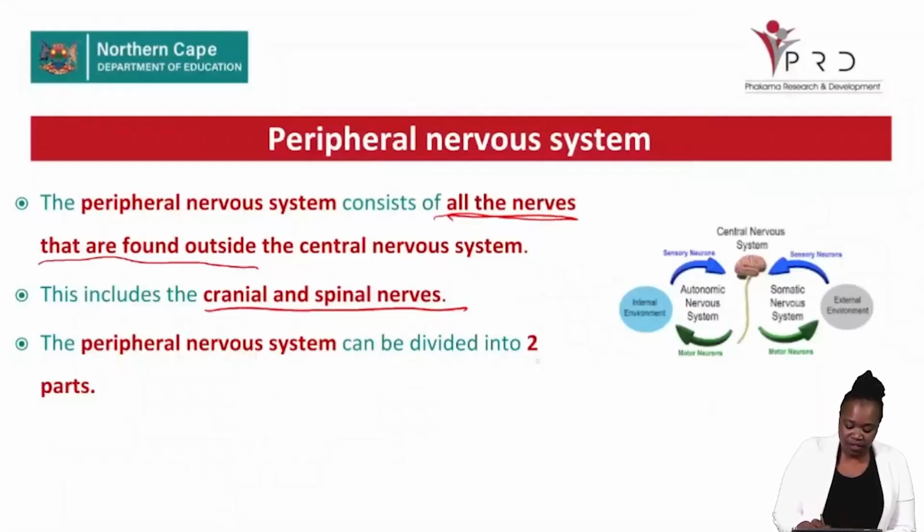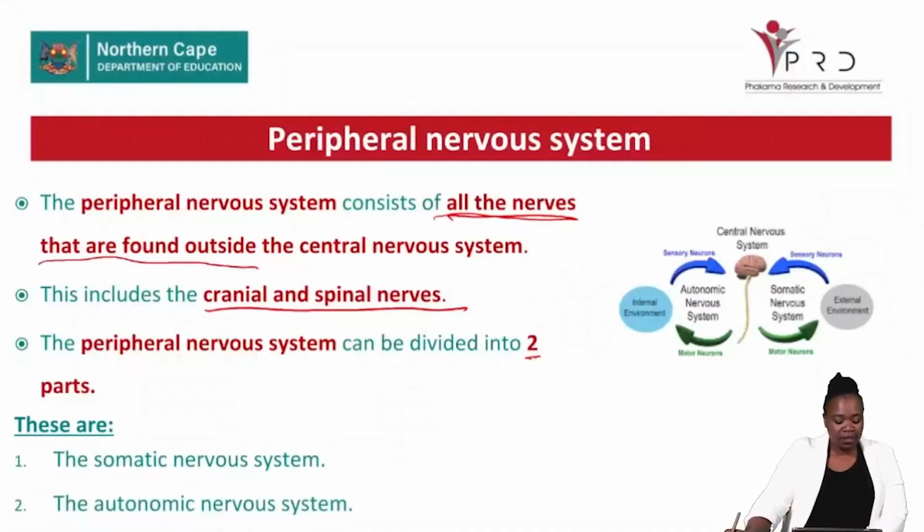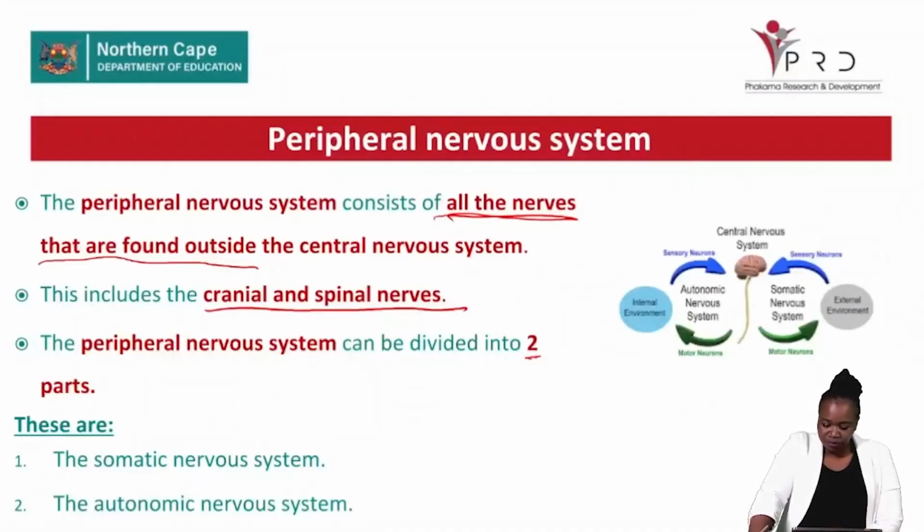So the peripheral nervous system is divided into 2 parts. These 2 parts are the somatic nervous system as well as the autonomic nervous system. So we are just going to briefly look at what exactly happens with the somatic nervous system and what exactly happens with the autonomic nervous system.